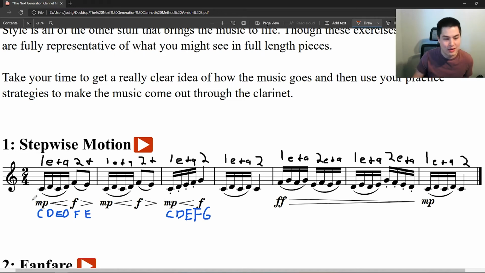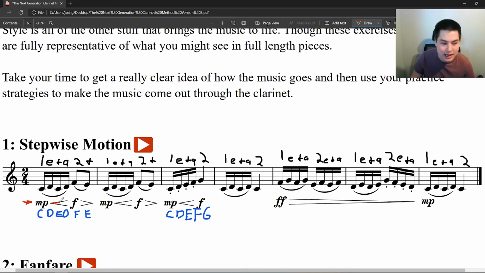Now we also have down here our dynamics, which are the volume of the notes. So do you remember what MP means? You can either say the Italian word or what volume it is. So MP tells us the volume, but is it loud or is it soft? It's soft. And it's medium soft. Mezzo piano is what the little MP stands for, and that means medium soft.